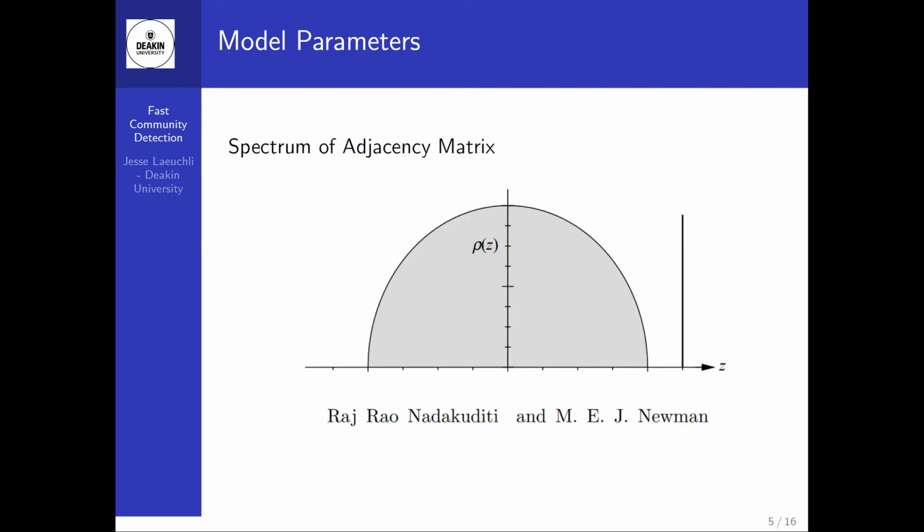The theory also has a lot to say about what the spectrum, the eigenvalues of the matrix of these models, looks like. We have one eigenvalue that's associated with the eigenvector with the clustering information, and then the rest of the eigenvalues are distributed according to the semicircle law. This will be quite useful later on.